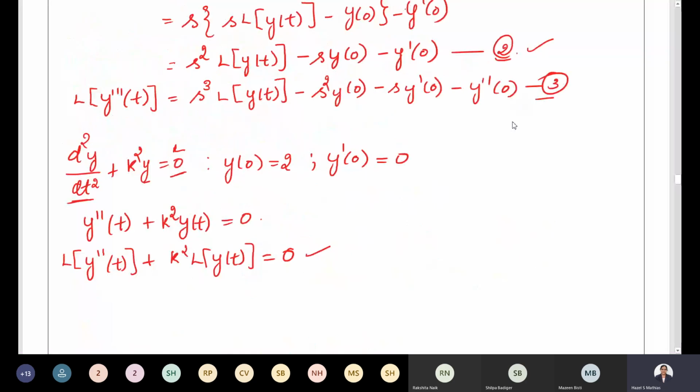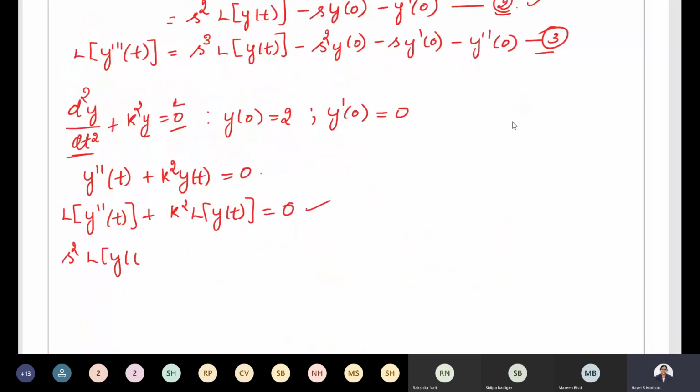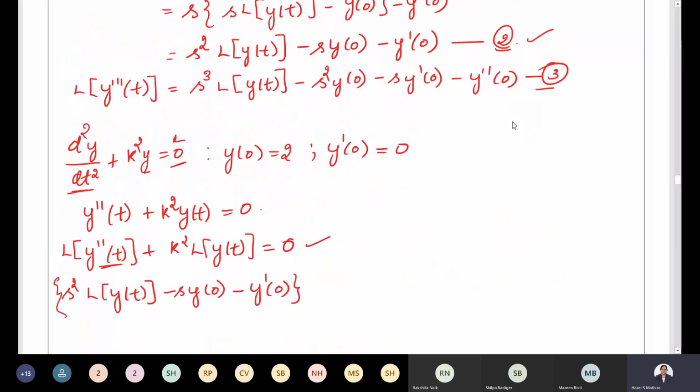That will be s square into Laplace transform of y of t, then minus s into y of 0 minus y dash of 0. This is what we have substituted for Laplace transform of y double dash of t. So remembering the first, second and third, it is very easy. You need not mug up that. You can see over here.